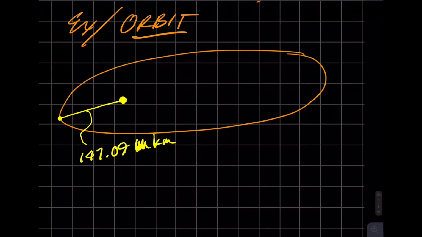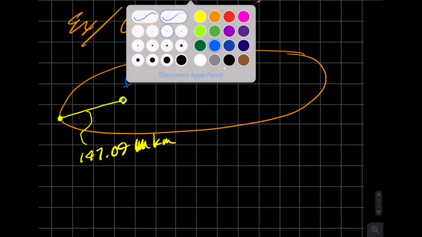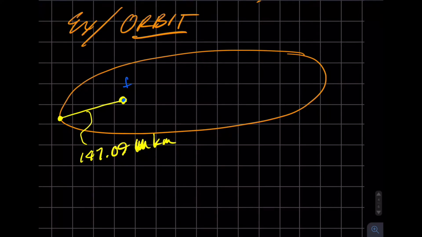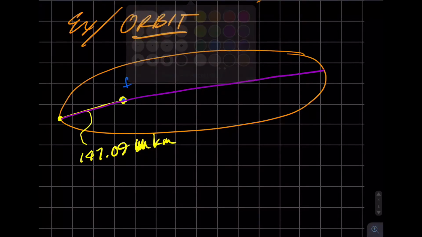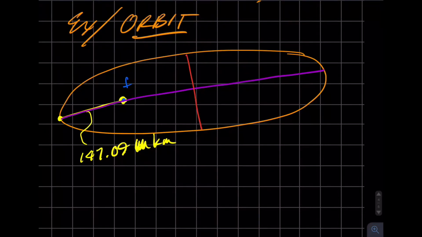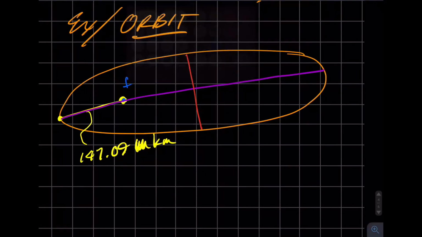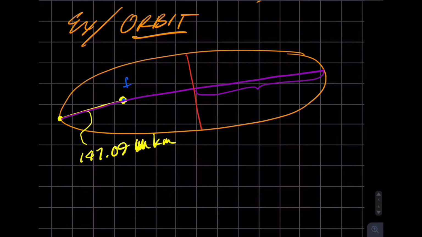Now, that distance is equivalent to the distance from the focus point here. Let's do it in blue. I did it in yellow because I was making it the Sun. But it's a focus point to the endpoint of the major axis. So I'm going to draw an axis in here. I'm going to do it in purple. Okay, that's your major axis. Your minor axis I'll do in red. That would be something like that. And so this distance on the major axis, of course, is A.